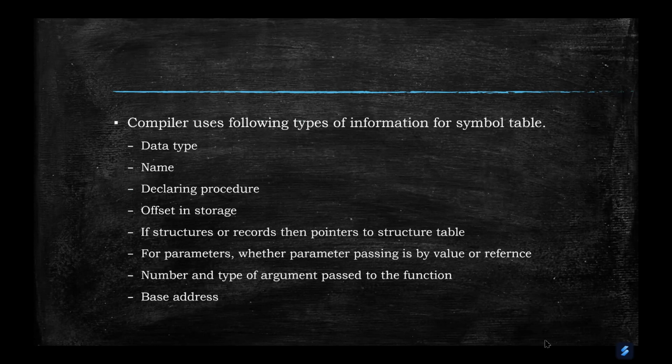The compiler uses the following types of information from the symbol table, like data types, names, declaring procedure, offset in storage. If structures or records, then pointers to the structure table. For parameters, whether parameter passing is by value or reference, all are stored in the symbol table. The number and the type of arguments passed to the function and base addresses are stored in the symbol table. All this information is stored in the symbol table and utilized in each and every phase of the compiler.